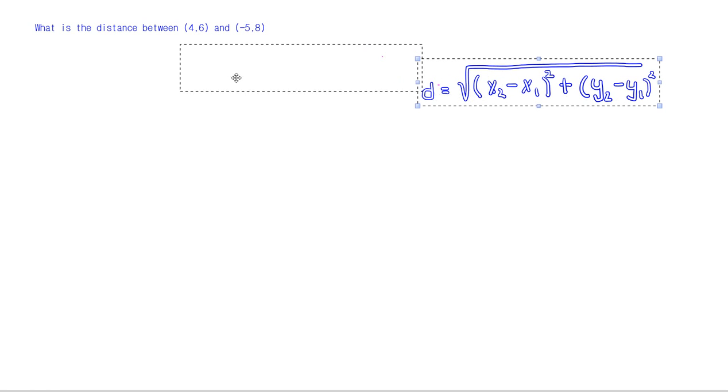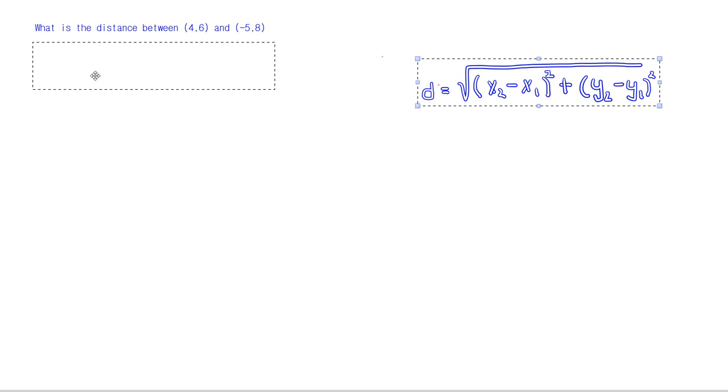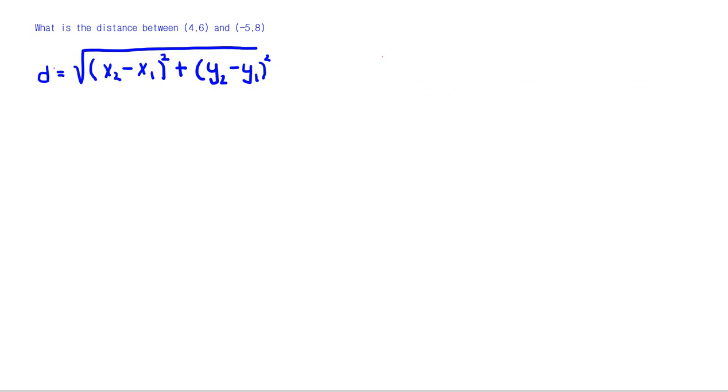Before I solve this question, I want to remind you about the distance formula that is useful for this question. I keep reminding you to memorize this step by step. d, which stands for distance, is equal to the square root of (x2 minus x1) squared plus (y2 minus y1) squared. We also need to remember that x2, y2 and x1, y1 are just the coordinates of the two points on the coordinate plane.